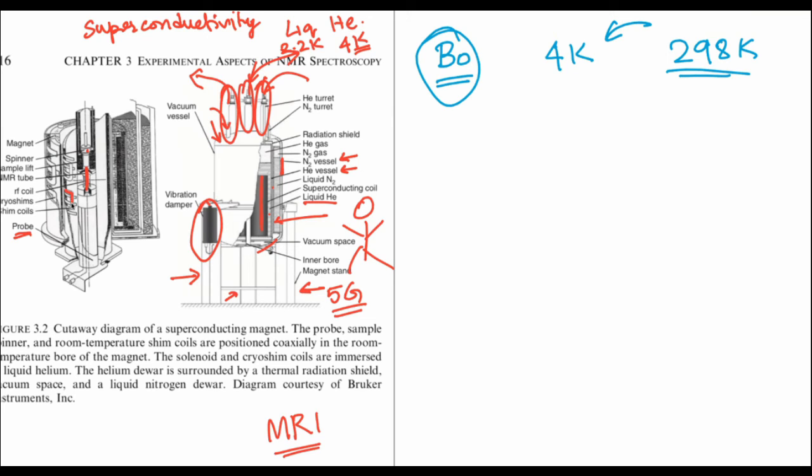These are the shim coils that we were talking about. Okay, so these are all electromagnets right around your sample in order to homogenize the field a little better than whatever you get from the main magnet.